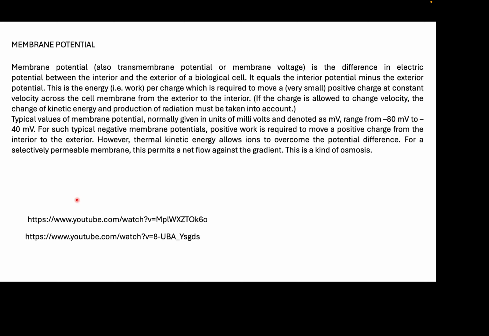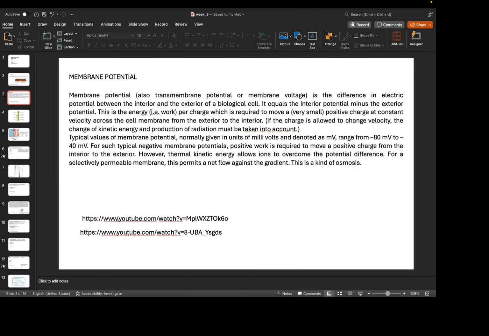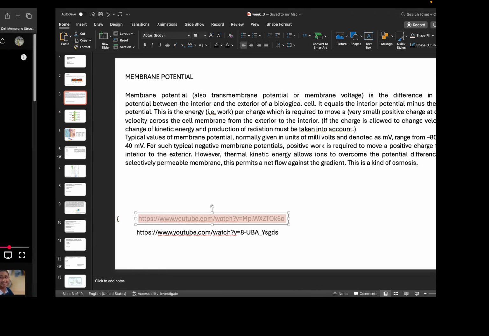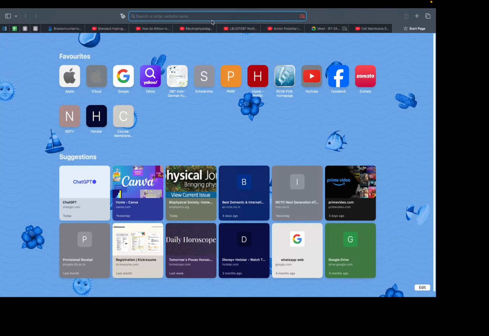to -40 millivolts. For such typical negative membrane potentials, positive work is required to move a positive charge from the interior to the exterior. However, thermal kinetic energy allows ions to overcome the potential difference for a selectively permeable membrane. This permits a net flow against the gradient. Okay, this is just kind of like osmosis. To have a better understanding of this, we have two small videos which will explain what exactly a membrane potential is.